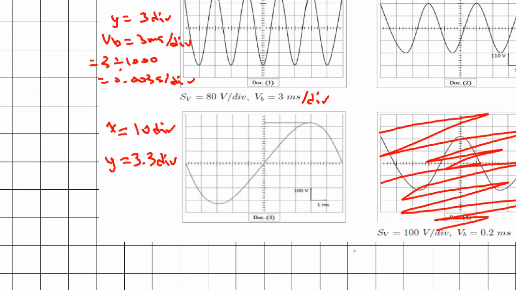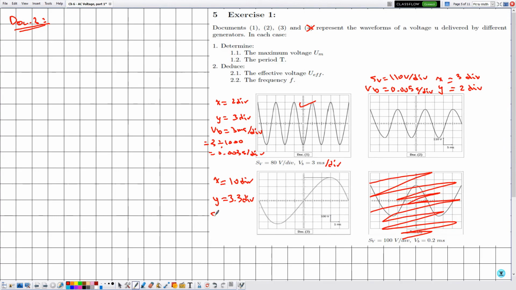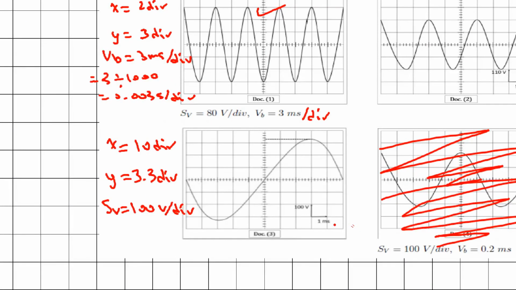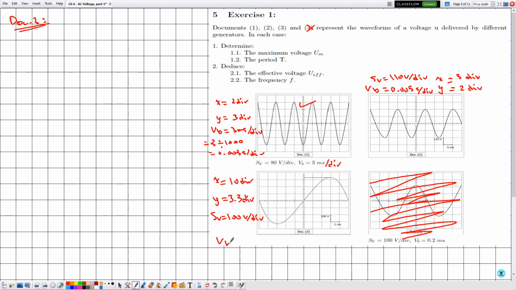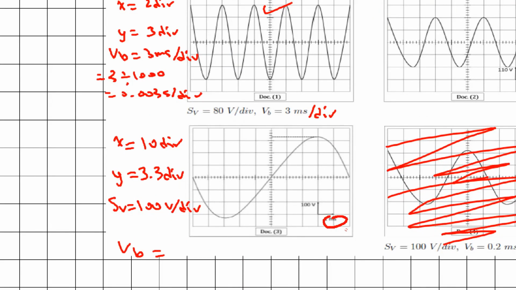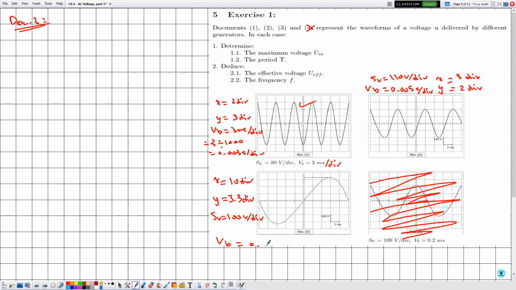Now as for the vertical sensitivity, notice that here they are telling me each division corresponds to 100 volts, which means that SV is equal to 100 volts per division. As for the horizontal sensitivity, which is given by VB, it is given by 1 millisecond. From milliseconds to seconds, we need to divide by 1000. So this is given by 0.001 seconds per division.